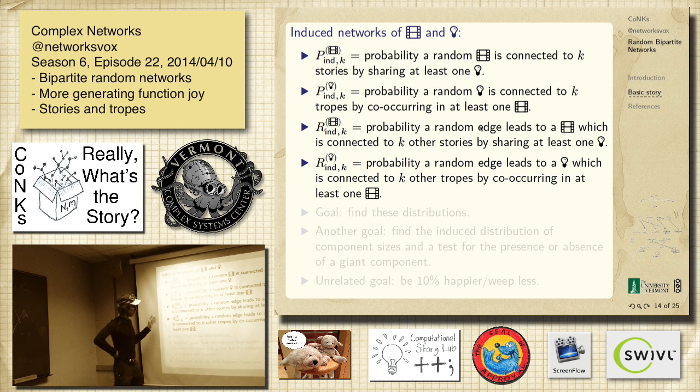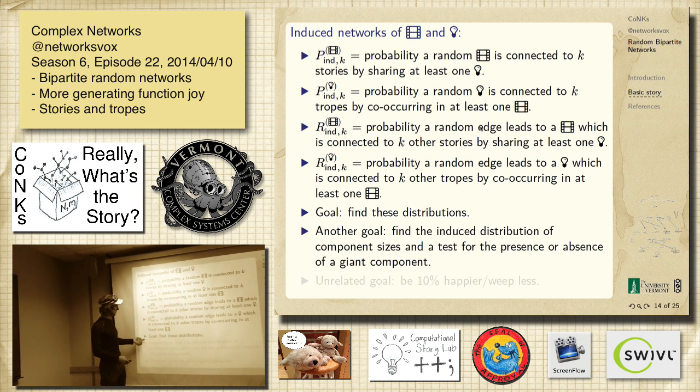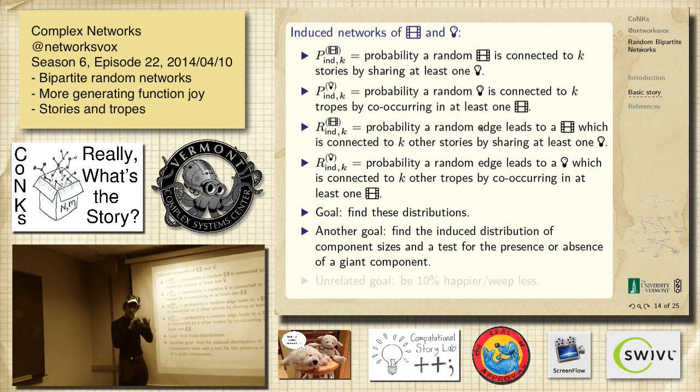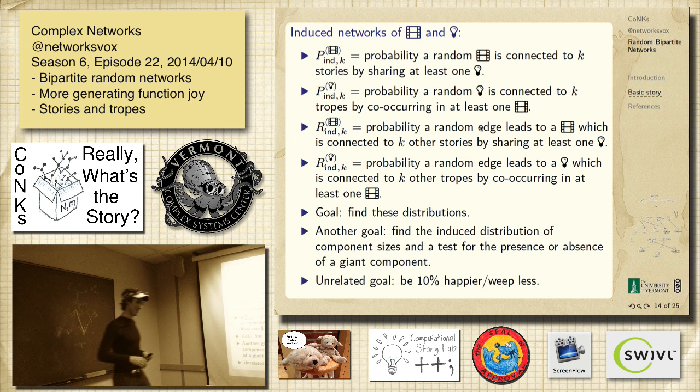So we have an edge leading to a trope. What's the probability that it is connected to k other tropes? So we're going to find these distributions. If we can get the component sizes, we can test for the presence of a giant component, the kind of thing we did before. If you found the average component size, for example, you should see it go to infinity.